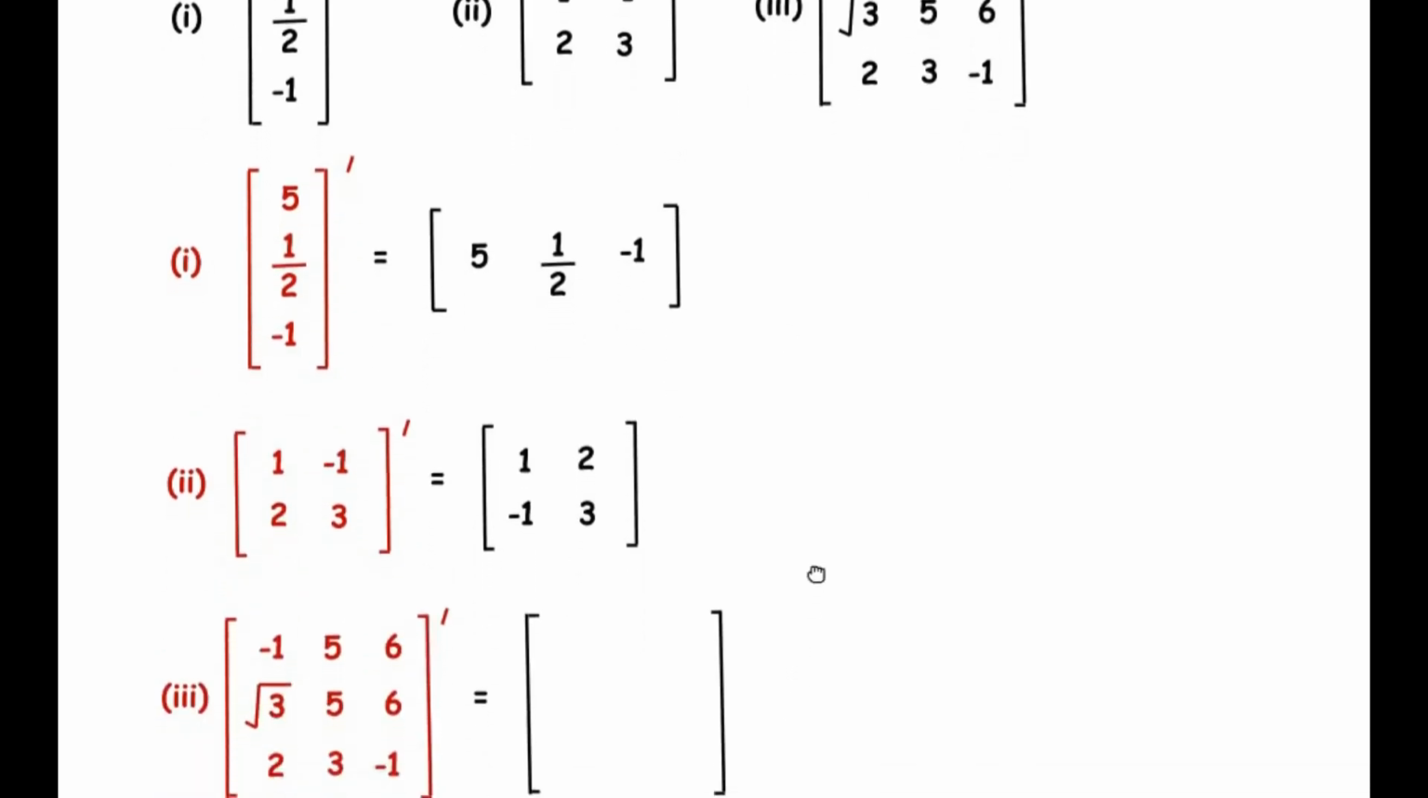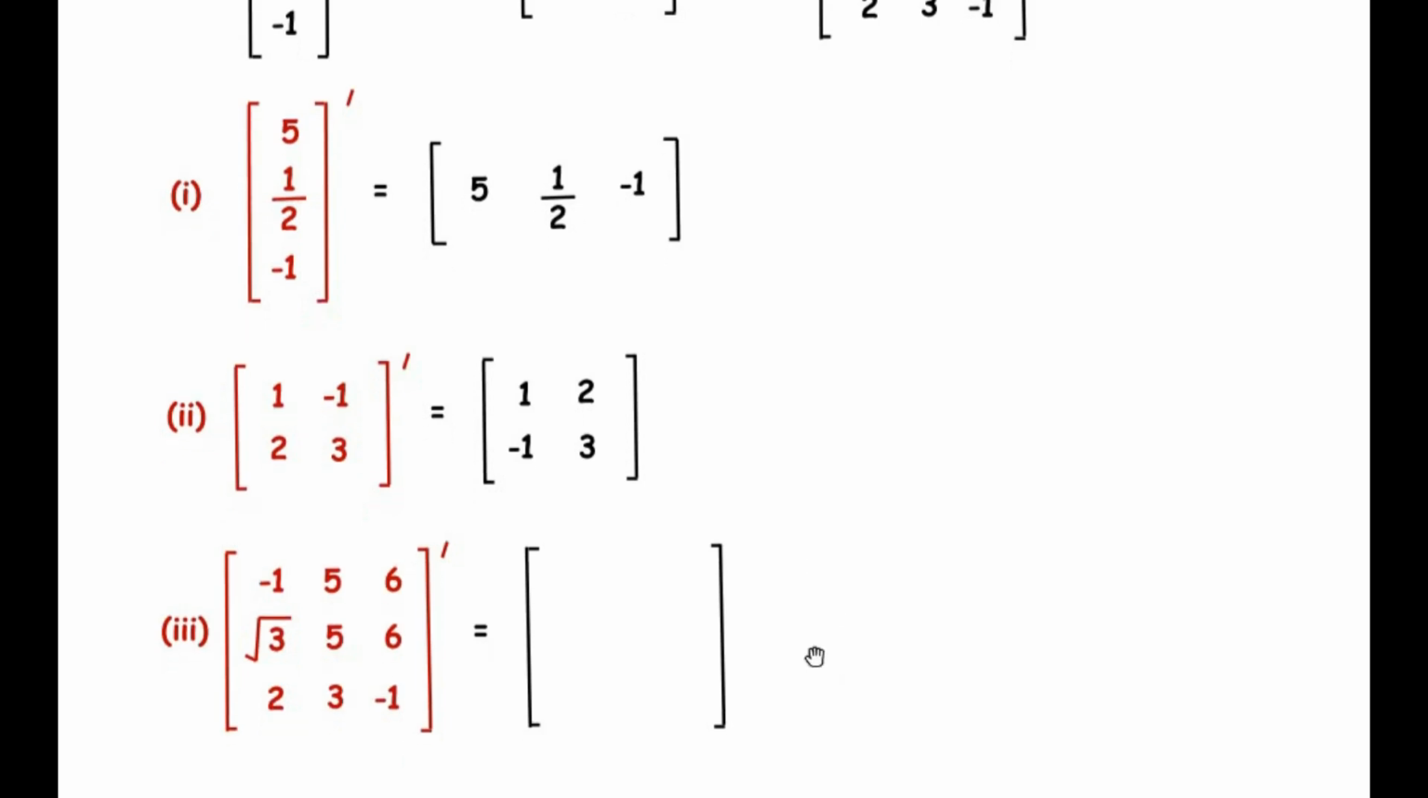Now let us move on to the last sub question. So here the third sub question is a 3 by 3 square matrix. So we are going to take its transpose. So the first column elements turns into first row elements. So here we have minus 1, square root of 3 and 2. Now the second column changes into second row. So here 5 and 3. Now finally the last column elements will change into last row elements. So we have 6 and minus 1. So these are the transposes of the given matrices. Now let us move on to the second question.